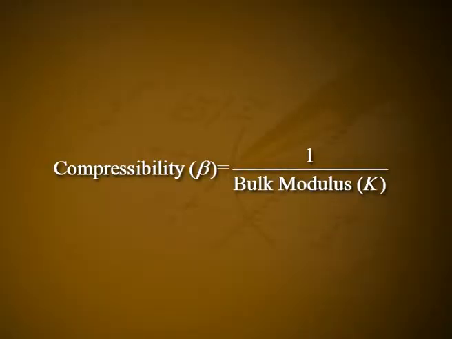The reciprocal of bulk modulus is called compressibility. That is, compressibility beta is equal to 1 divided by bulk modulus K.